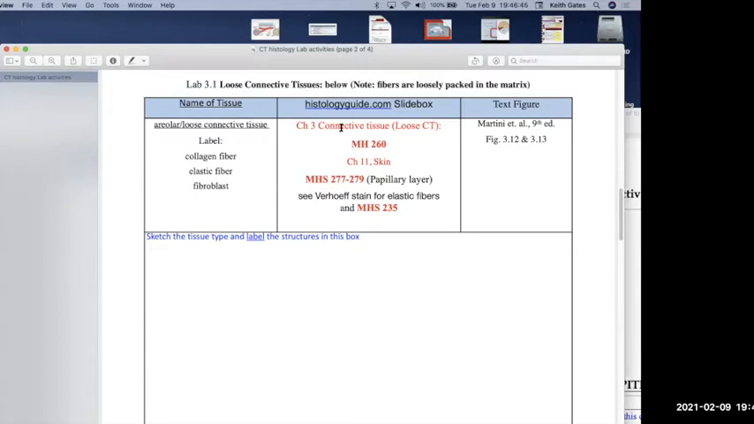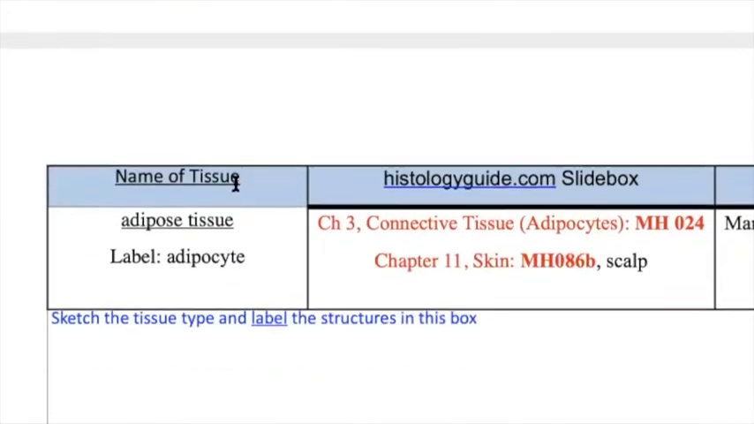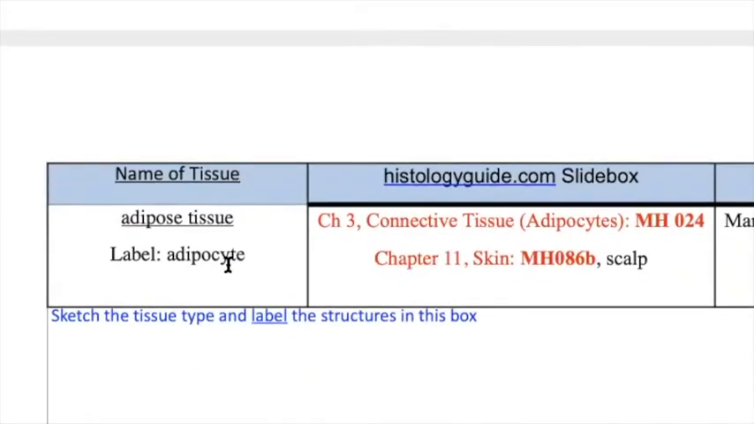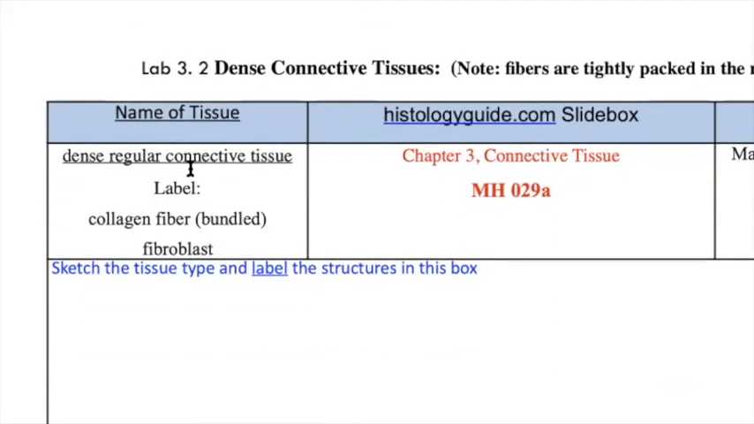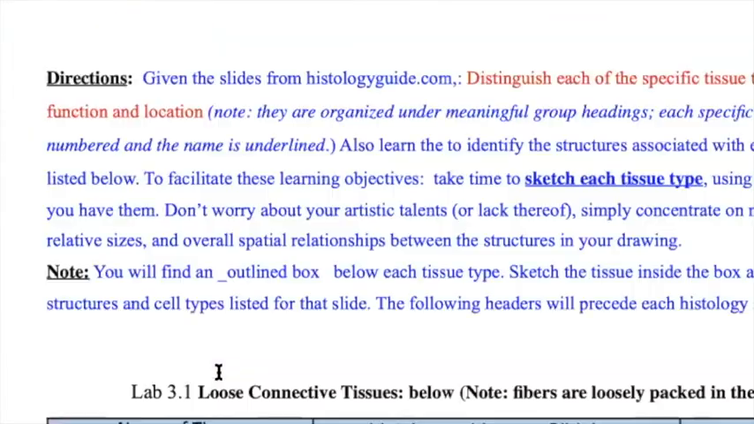So for any given sample, here are the slides in this histologyguide.com slide box. These are the very ones that I'm going to be using for the lab practical, the very ones, and I'm going to be asking you 4 things about them. What's the tissue? In this case, what's the cell, the fibroblast, or what's the fiber? And in this one, it's just what's the tissue or what's the cell, adipocyte. And this one, what's the tissue and what's the fiber and what's the cell? Or what's the tissue, what's the fiber, what's the cell. And you only have 4 right here.